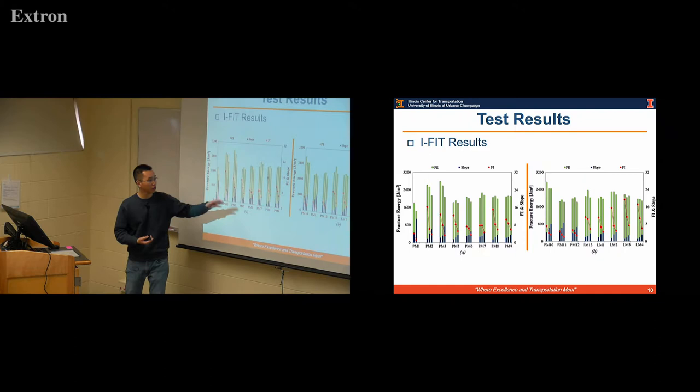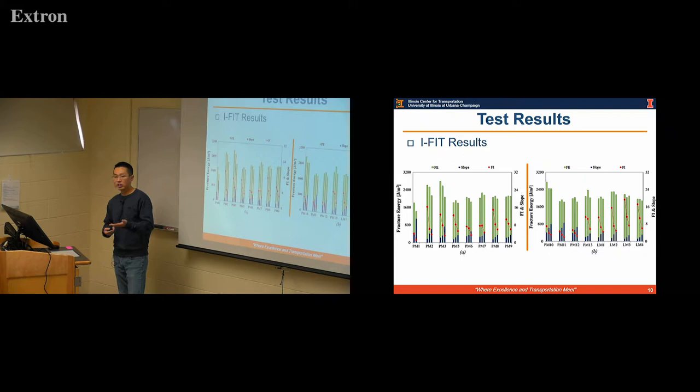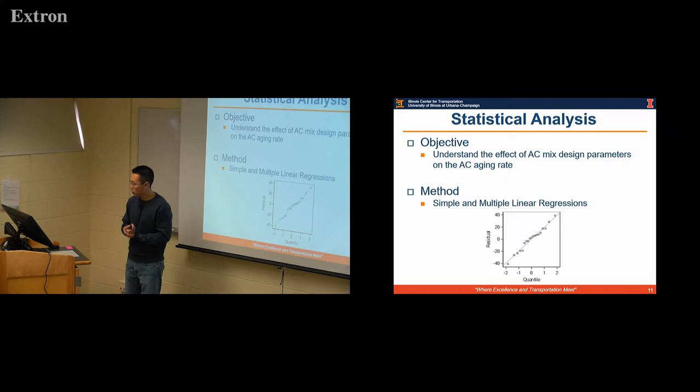As we talked about before, the aging rates are different for different types of mixes. So that's the main goal of this paper: to study the mixed design parameters' effect on the aging rate using IFIT. So we ran the statistical analysis. The objective is to understand the effect of AC mixed design parameters on the AC aging rate. The method we used is simple and multiple linear regressions. But before that, we checked the assumptions. Here is a QQ plot, which is required for the t-test in the linear regressions. We were trying to see if the predictors are significant or not. Needed transformations were performed, but I will not introduce them here.